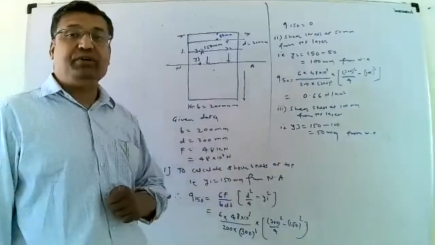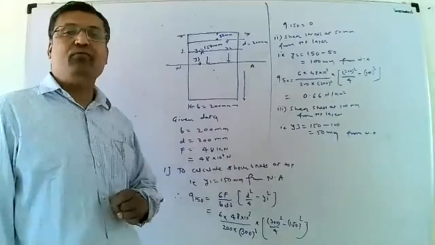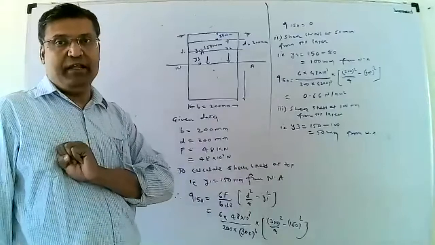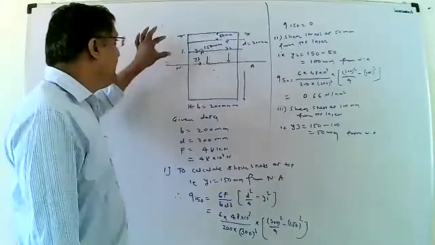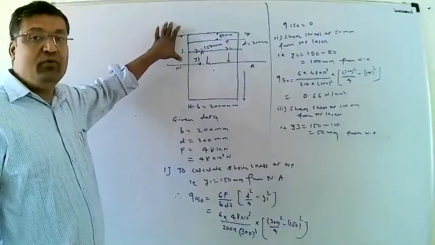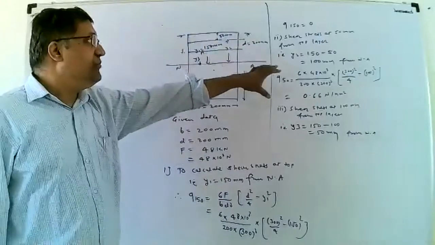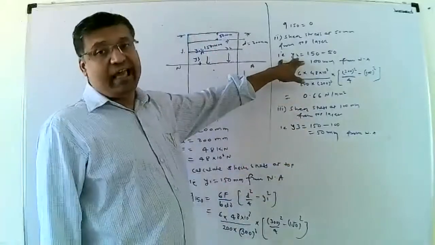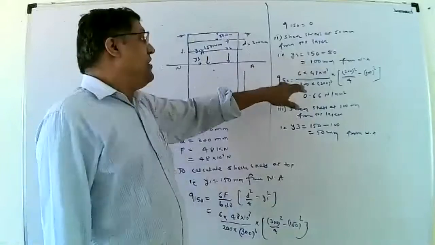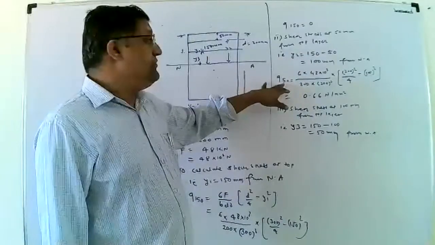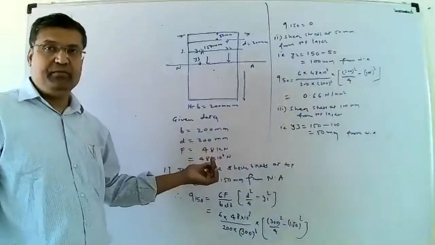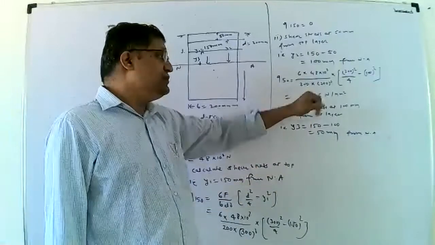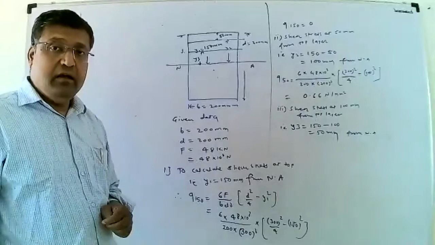Second, we have to calculate shear stress at 50 mm from the top layer. We consider the distance from the neutral axis to the top layer. Here, 50 mm is given from the top layer. The total distance is 150, so 150 minus 50, the remaining distance is 100 mm from the neutral axis. That is considered y2 for our convenience. Then shear stress at 50 mm, the same formula is applicable here, and we get the value 0.66 Newton per mm square.